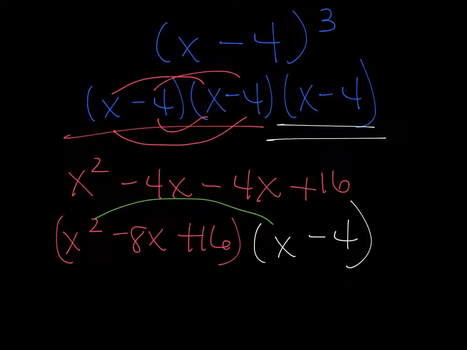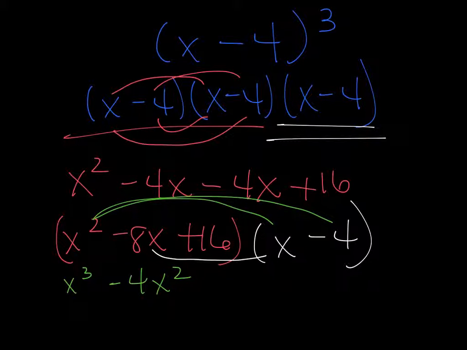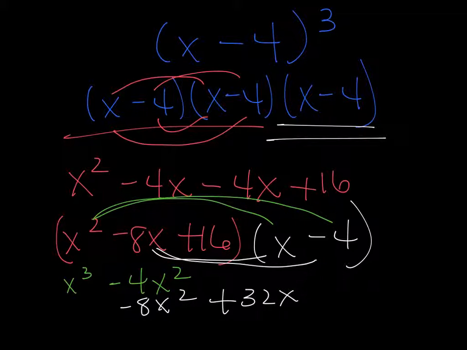So x squared times x is x cubed. X squared times negative 4, negative 4x squared. Okay? Now we got to do the negative 8x. Negative 8x times x is negative 8x squared. I'm going to line that up with the other x squared. And negative 8x times negative 4, positive 32x. I don't have an x term, so I'm just going to write that down. Now the 16. So 16 times x, that's 16x. I'm going to put that underneath 32x. And then I have 16 times negative 4, that's negative 64.